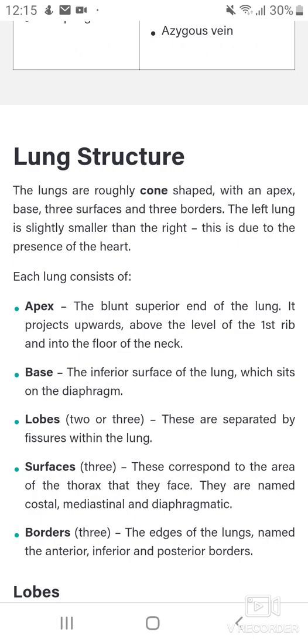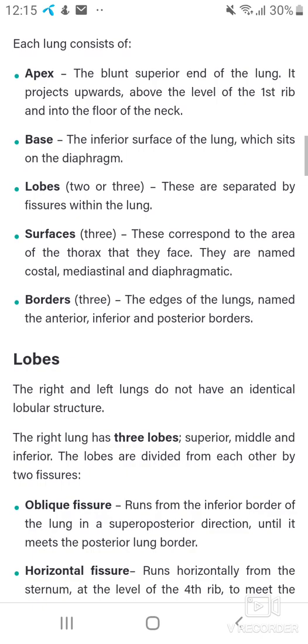These are separated by fissures within the lung. Surfaces: 3 surfaces. These correspond to the area of the thorax that they face. They are named costal, mediastinal, and diaphragmatic. The edges of the lungs are named the anterior, inferior, and posterior borders.